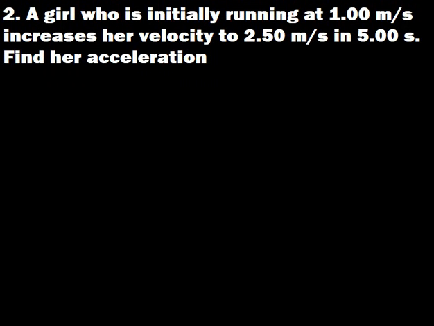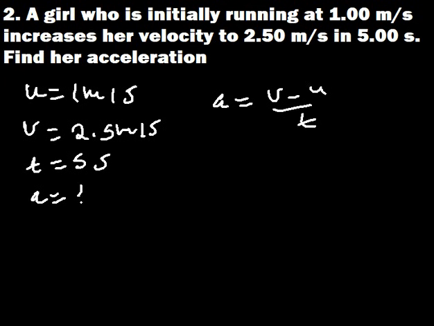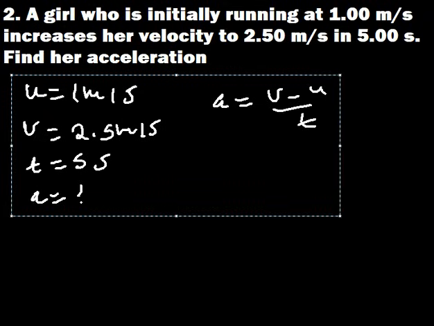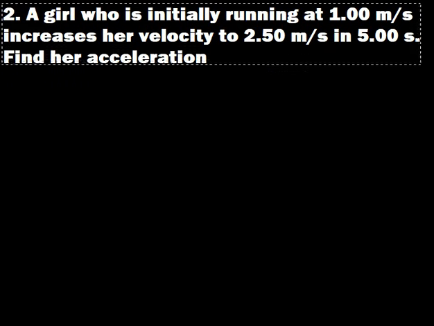So what if we have this question? A girl who is initially moving at an initial velocity of 1 meter per second increases the velocity to a final velocity of 2.5 meters per second, and the time taken is 5 seconds. So we should find the acceleration. What is the formula for acceleration? v minus u over t. You have the acceleration. And how about if we are to find the displacement? How do you think the displacement can be obtained if that is the case? So try to work it out.